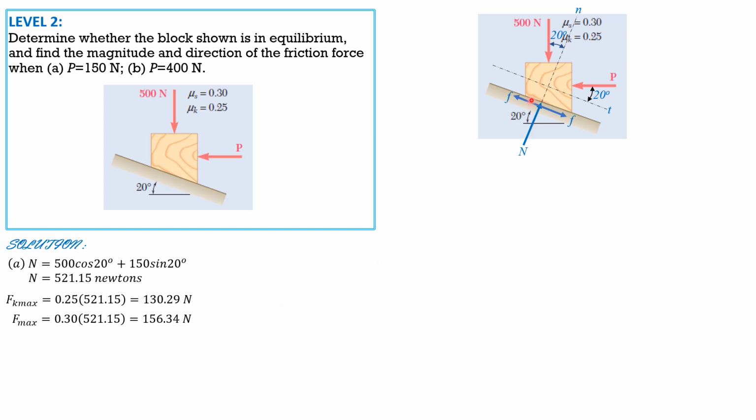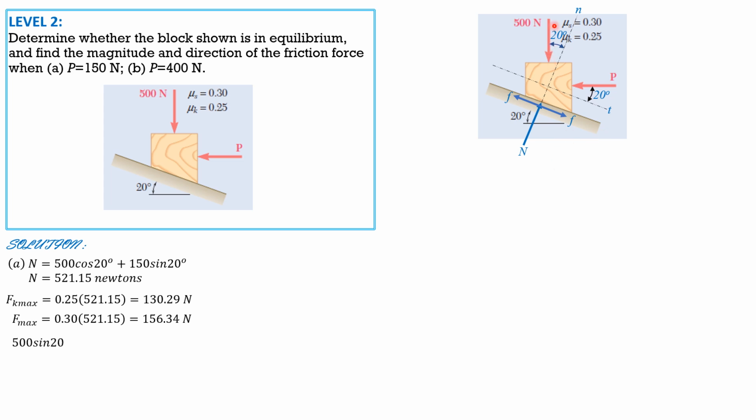So let's now have our static equation, summation forces along the tangential axis, and let's solve for F, which requires the value of F which will make this system in equilibrium. Let's assume the frictional resistance is rightward, or the block tends to move upward. So let's assume it is rightward.